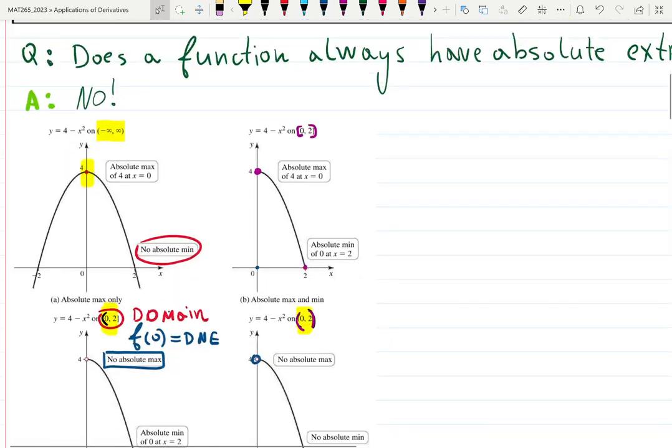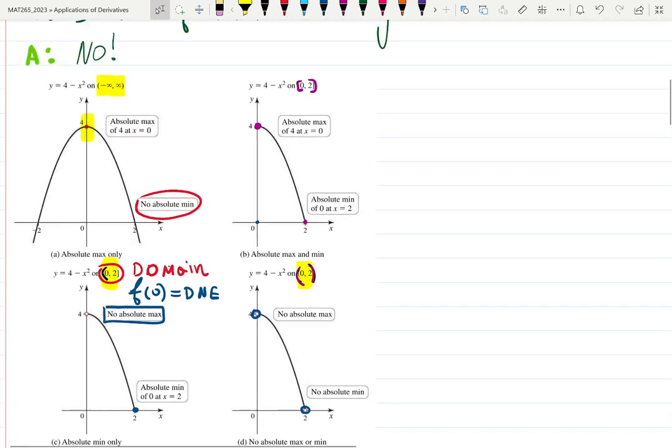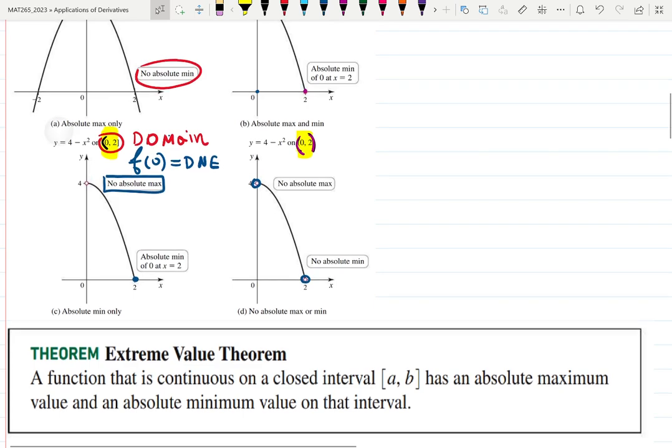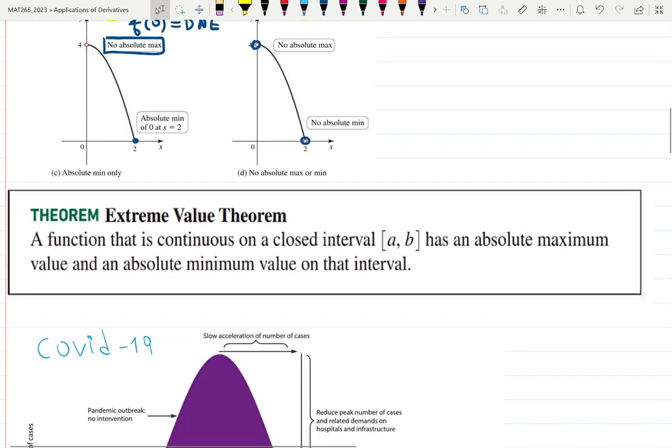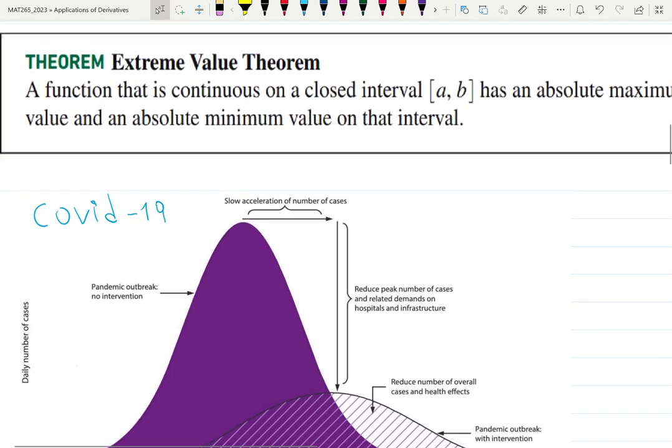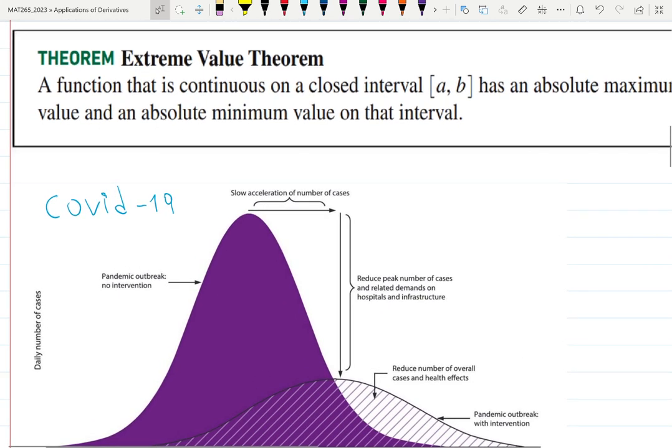One more question. There will be several questions. Extreme values on a closed interval. Okay, let's write down this theorem first before the next question.